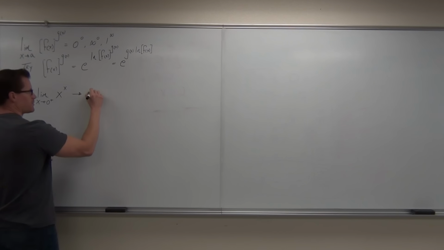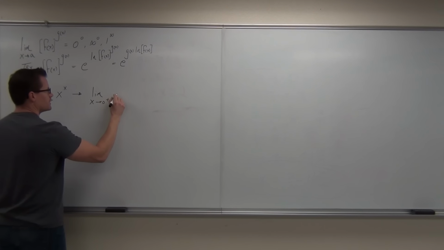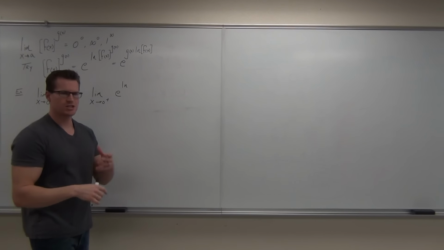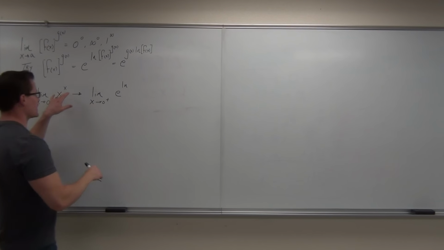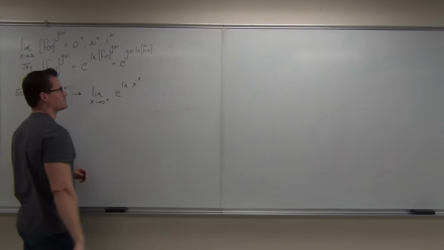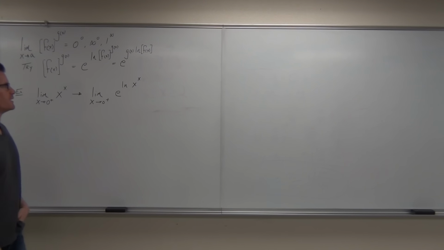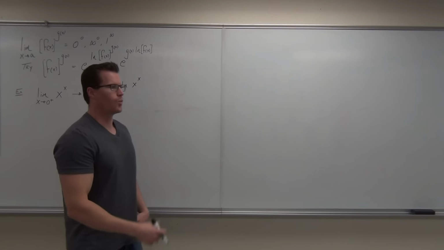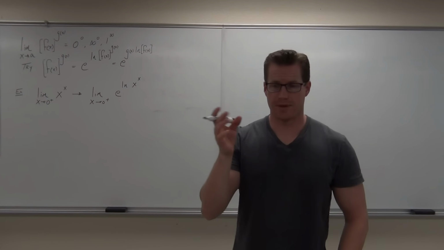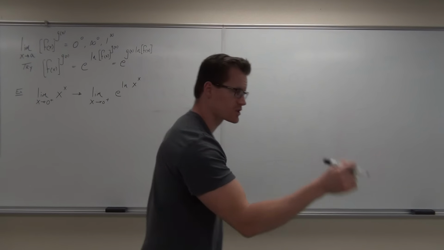So this is the same thing as the limit as x approaches 0 from the right of, well, we're going to take e to the ln. This is just an identity statement that says you can write anything as e to the ln of that thing. E to the ln of x to the x. Now, why do we do this? What does it allow you to do again? Pull that x up. That's the idea. Get rid of that exponent.